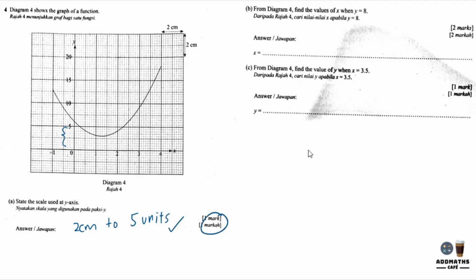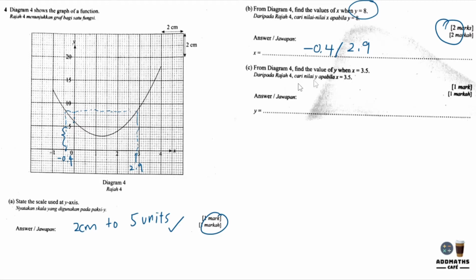So 2 cm to 5 units. All right, 1 mark. So from the answer over here, we are required to find the value of x when y equals 8. So y equals 8, let's look at this. 6, 7, and 8. 8 is here, so draw a line toward this part. Okay, go down. This is 2.9, and from here, if you go down, this part, it will be negative 0.4. So the answer will be negative 0.4 and 2.9. You get 2 marks. All right.